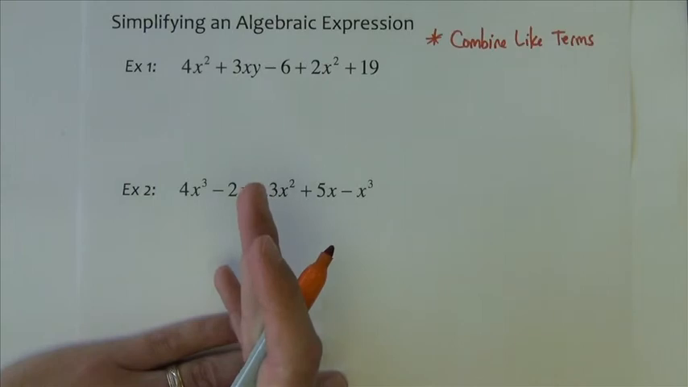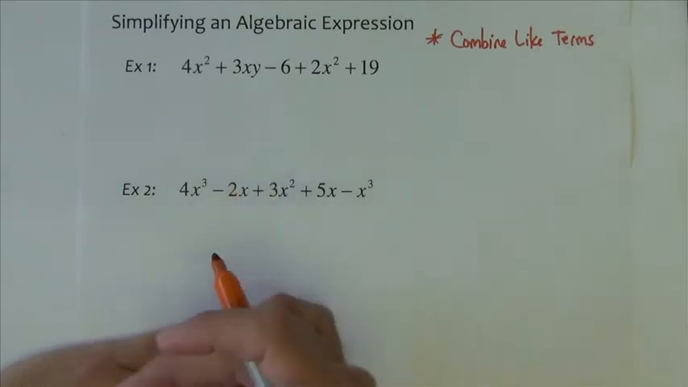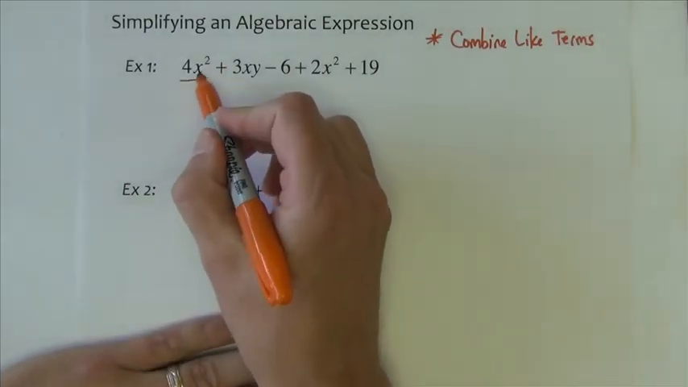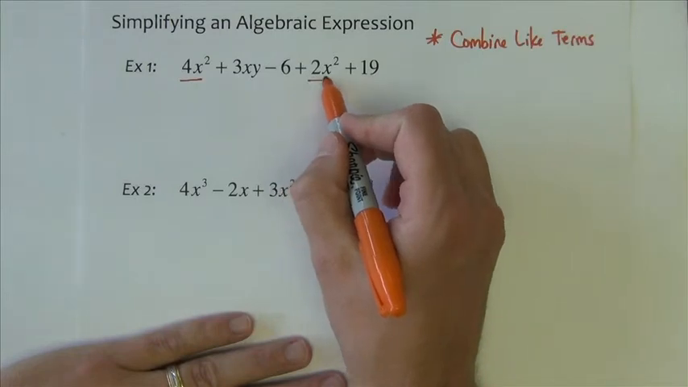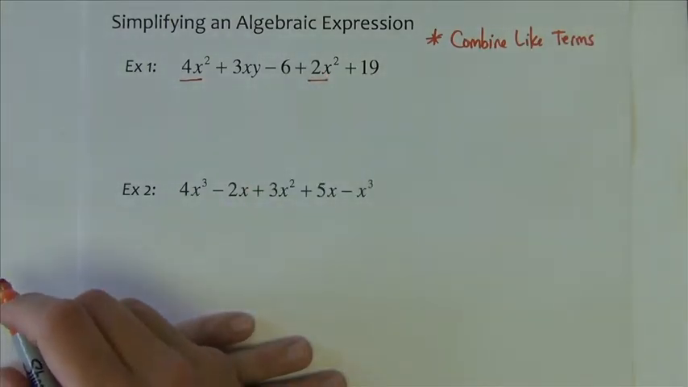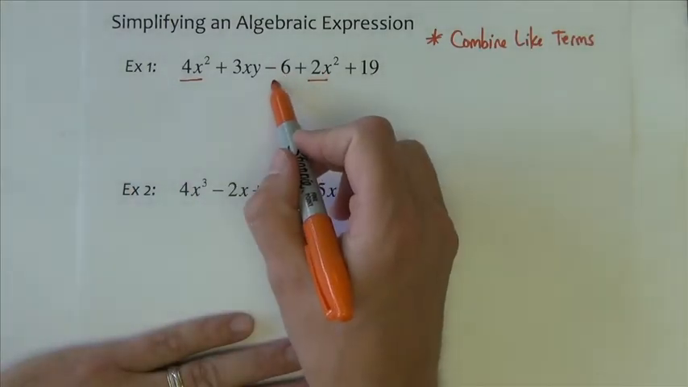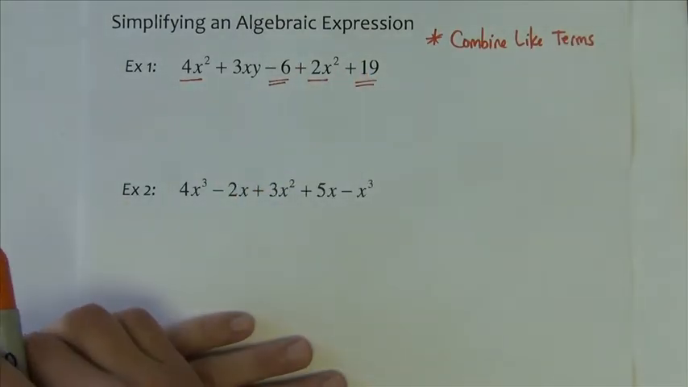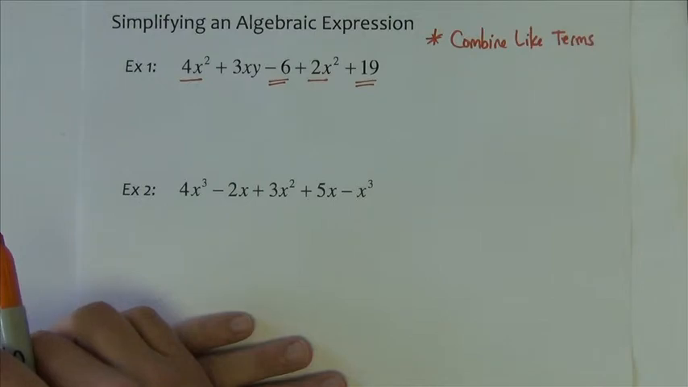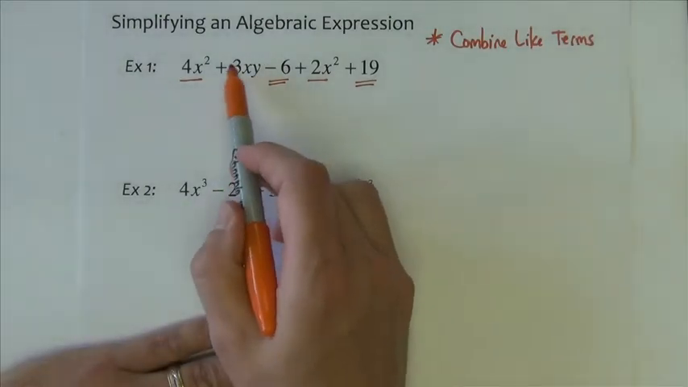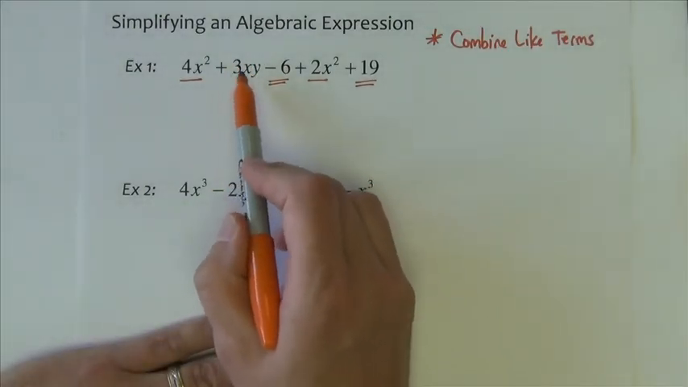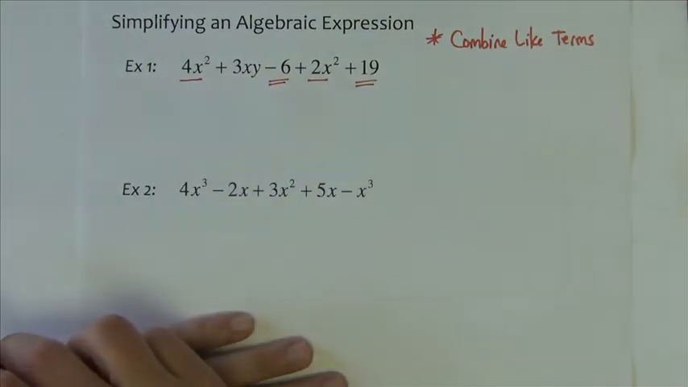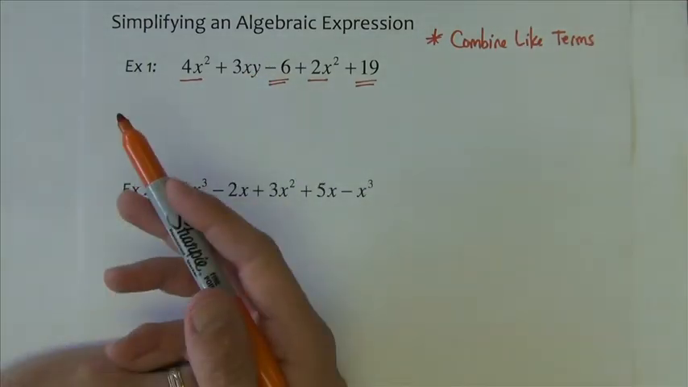Like terms are things that look alike. So for instance, this term 4x squared looks like this term because they both have x squareds. This minus 6 looks like this 19 because they are both terms that don't have any x's in them. This xy term doesn't look like anything else because there are no other terms that have both x and y in it.